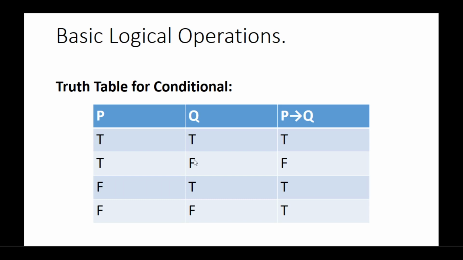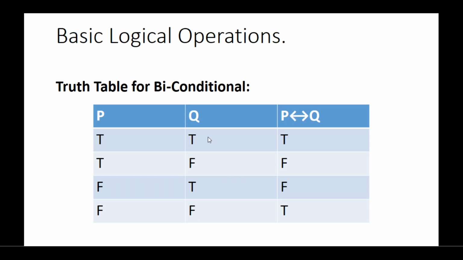Conditional. You observe that if P is true and Q is true, it is true. If P is true and Q is false, then it is false. If P is false and Q is true, it is true. And if P is false and Q is false, it is true. So this is called the conditional truth table.